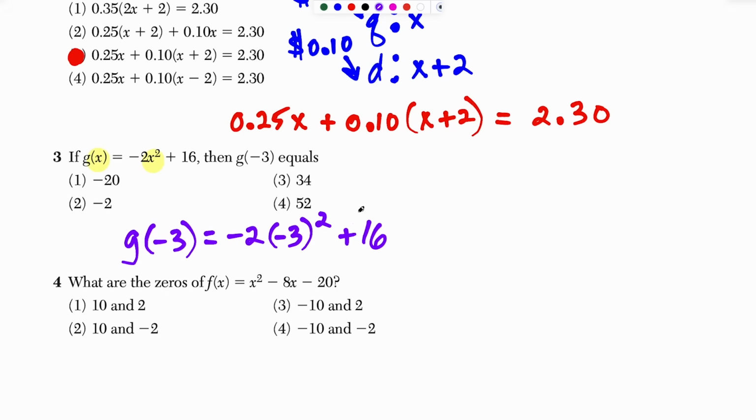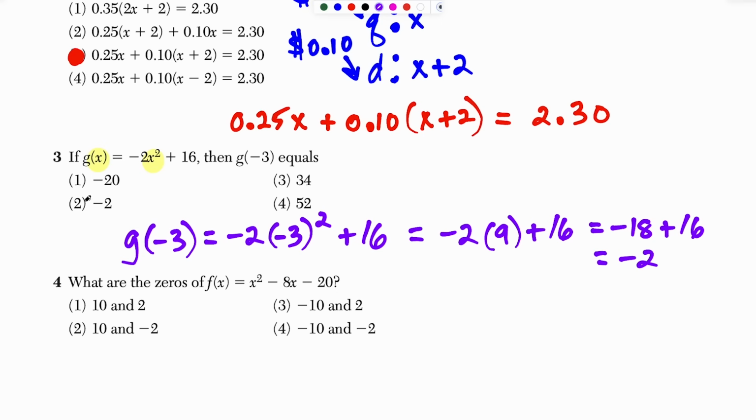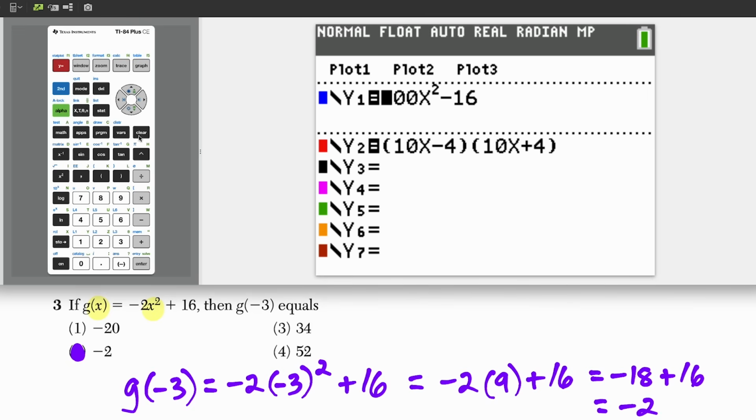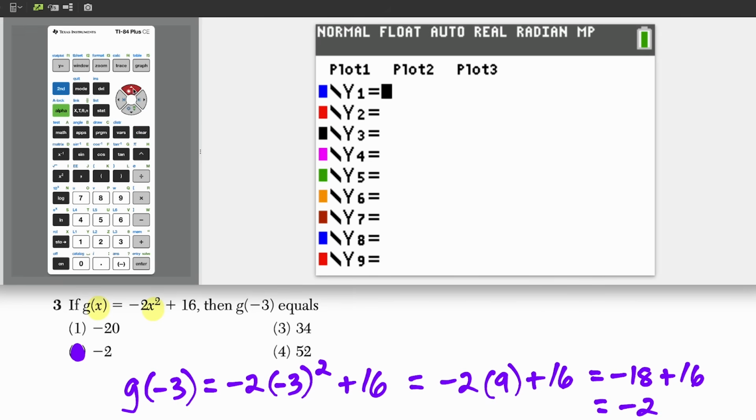And now we just have to know order of operations if we're doing this by hand. We do parentheses exponents first. So we're going to have negative 2 times negative 3 to the second power is negative 3 times negative 3, which is positive 9. And then we get plus 16. But now we work this out. Negative 2 times 9 is negative 18. So we get negative 18 plus 16. And this sum here works out to negative 2. So choice 2 is our answer. The other way to do this would be to go to the y equals and just type in the original function g of x.